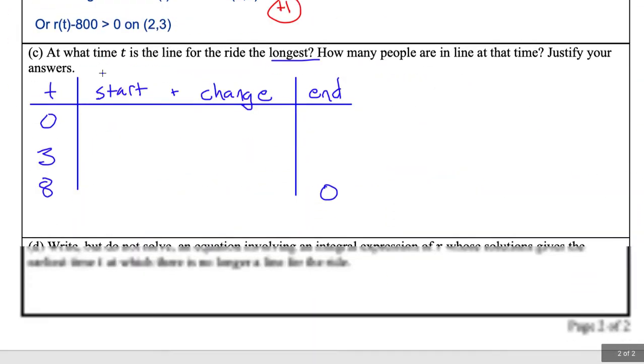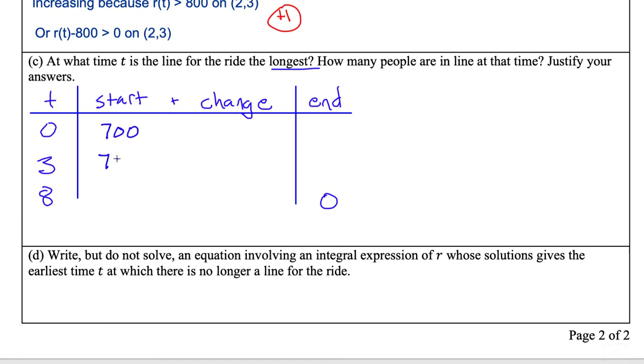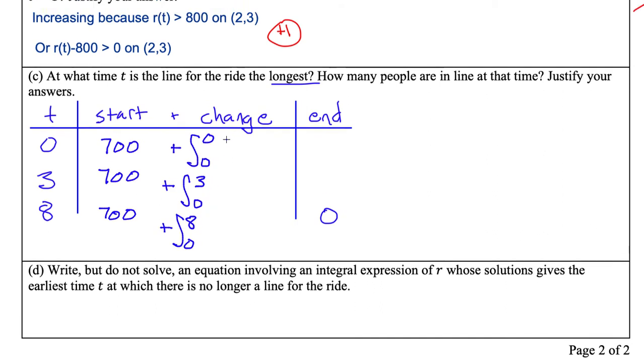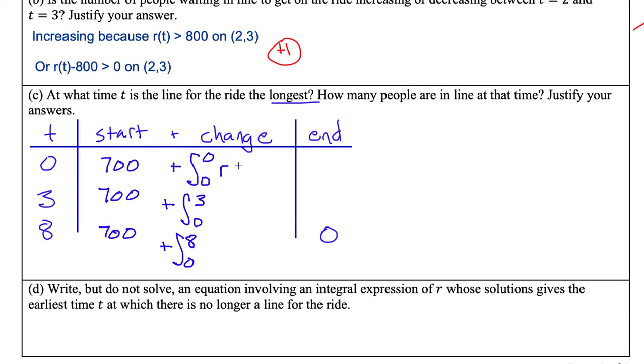Okay, so our start amount, we set it up here. Our start amount is 700, so it's going to be 700, 700, 700, and I'm going to add the integral from 0 to 0, plus the integral from 0 to 3, plus the integral from 0 to 8. And what's really happening in this integral? I'm really doing the positive amount, so it's lowercase r of t minus the 800, because I'm always leaving 800. So r of t minus 800, and I could even abbreviate this as just lowercase r minus 800, but I'm being a little bit formal about it. So minus 800.